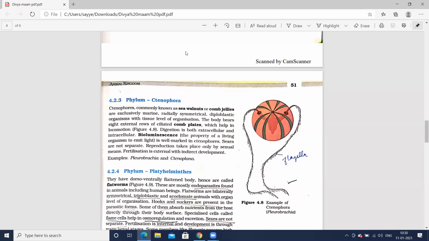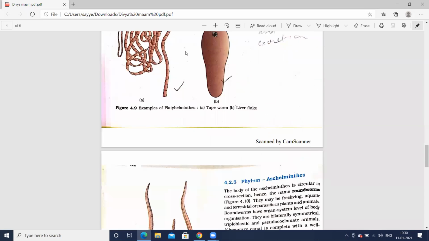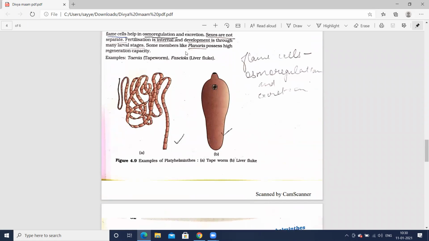Now please identify this. Ctenophora. What are these two hanging, thread-like structures? Flagella. Keep identifying. Which one is this? Platyhelminthes. Okay, Platyhelminthes, and this is your tapeworm. And this is which one?